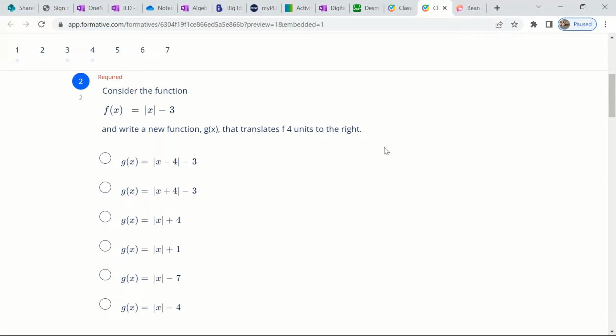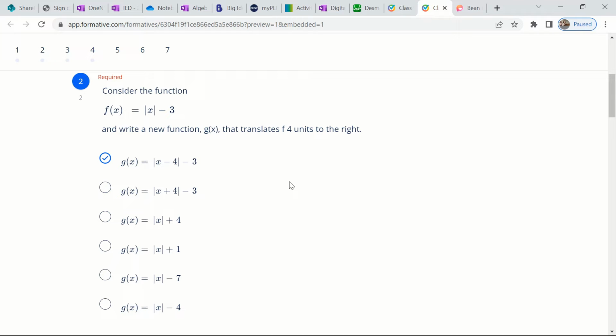Well, it's the inside number that controls the left and the right, and inside means inside the absolute value. And then to make it go right, we actually do the opposite of what we would expect to do. To make it go right, we actually subtract 4. And so what we're looking for is a minus 4 on the inside. So you'll notice down here we do have a minus 4, but that minus 4 is in the wrong location. This would actually make it go down. We're looking for the one that will make it go right.